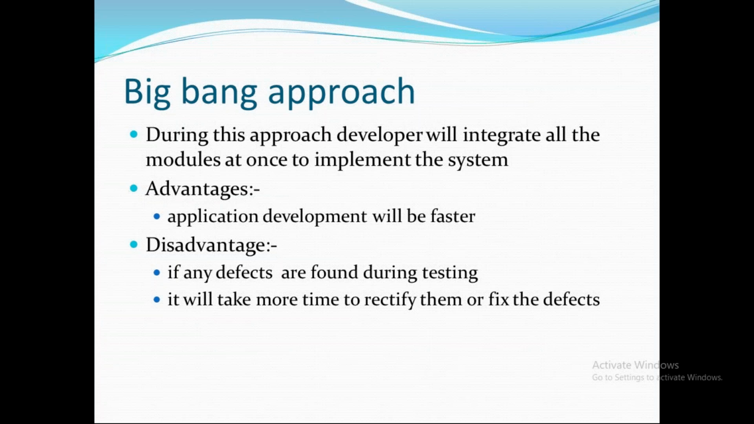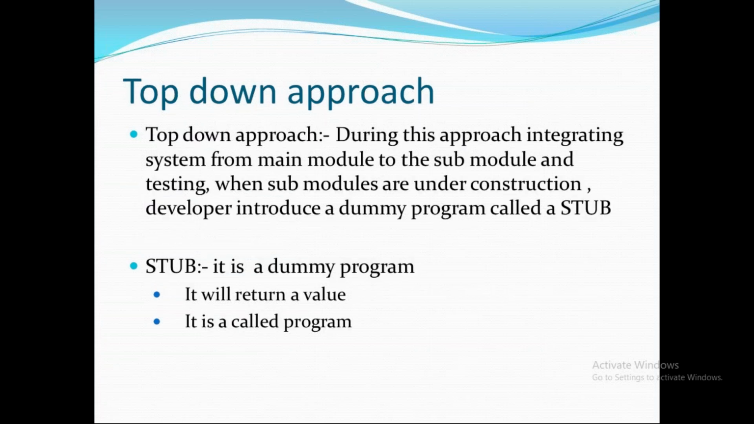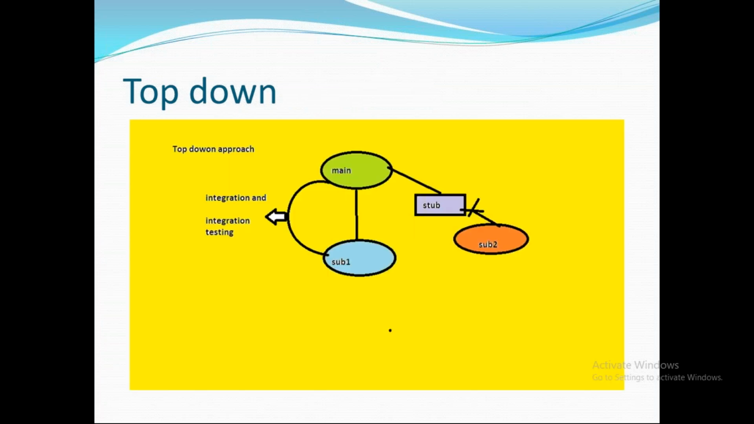So that's why they may follow the top-down approach. Why top-down? If requirements are not clear, then a stub is introduced. It will return some value when you call it. When a module is not ready, it will say that it is not ready, so that you don't test that. You can see the diagram for top down.